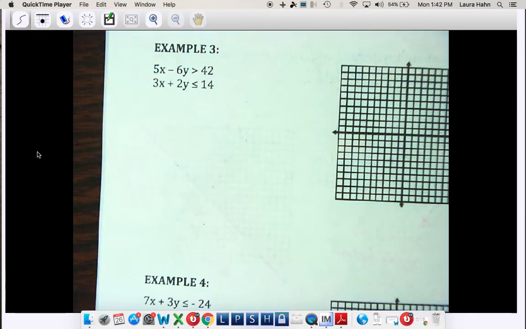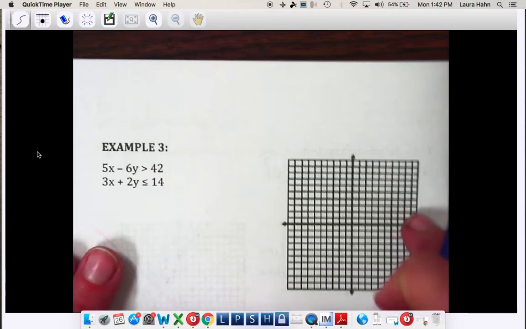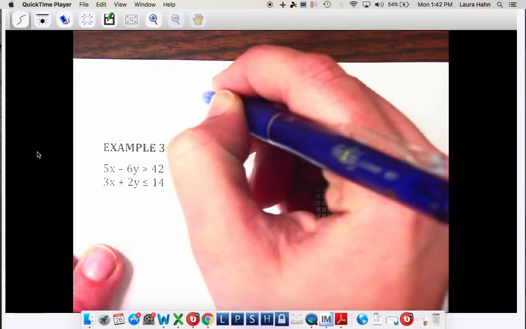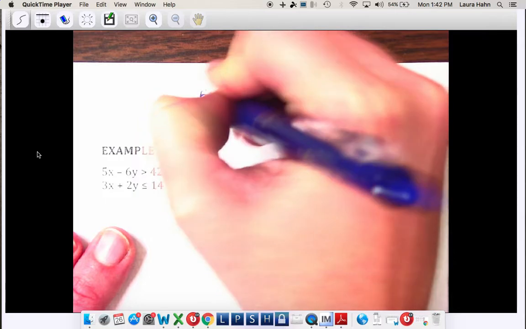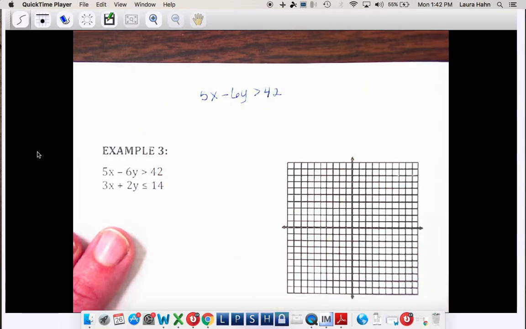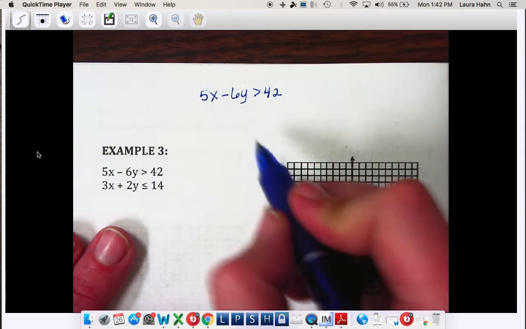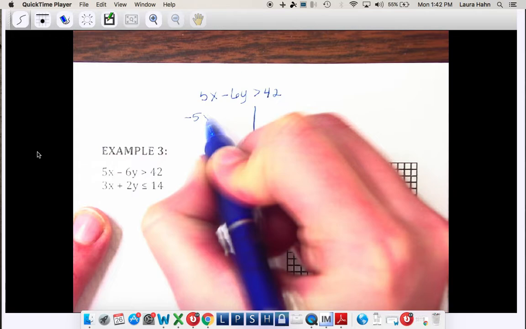Okay, this next one, it's not as nice because y is not by itself, so we're going to have to put in some work. I'm going to go ahead and do this one at the top. So I have 5x minus 6y is greater than 42. Okay, so what I want to do is get y by itself, and I'm going to do that by taking away 5x's from both sides.